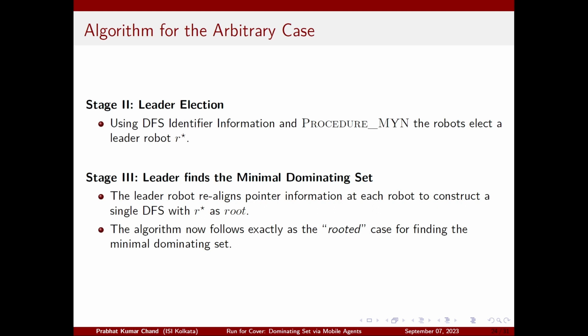In stage 3, the leader robot identifies its own node as the root and initiates a DFS from the root. The leader robot colors itself black and it constructs a single DFS from the root as it realigns the pointer information at each robot and consequently colors each robot as gray or black in exactly the same procedure as with the rooted case. In the final configuration, the black colored robots represent the minimal dominating set and the maximal independent set for the graph.